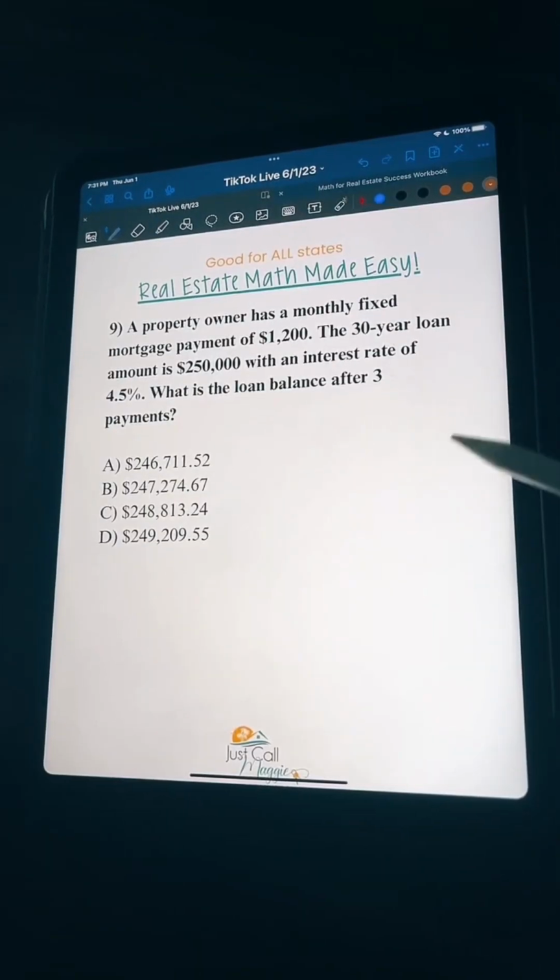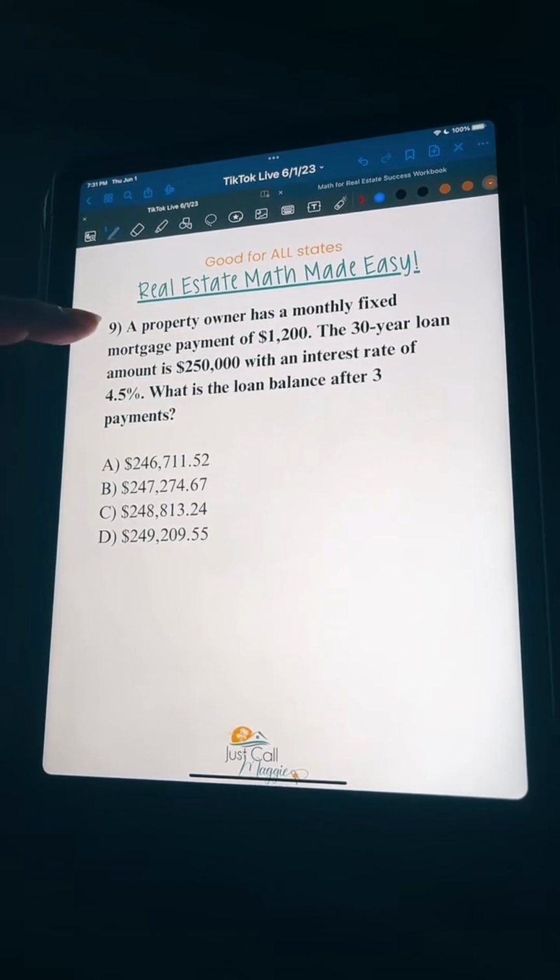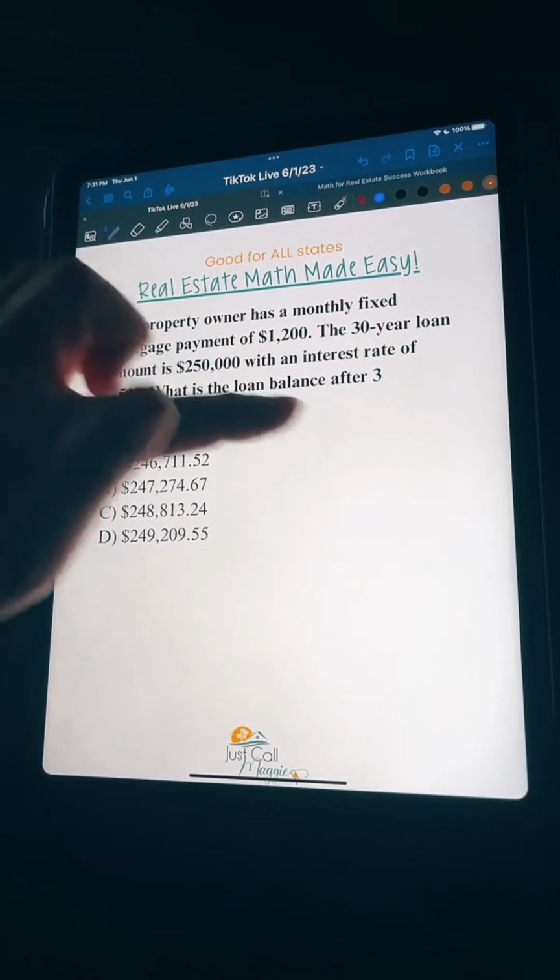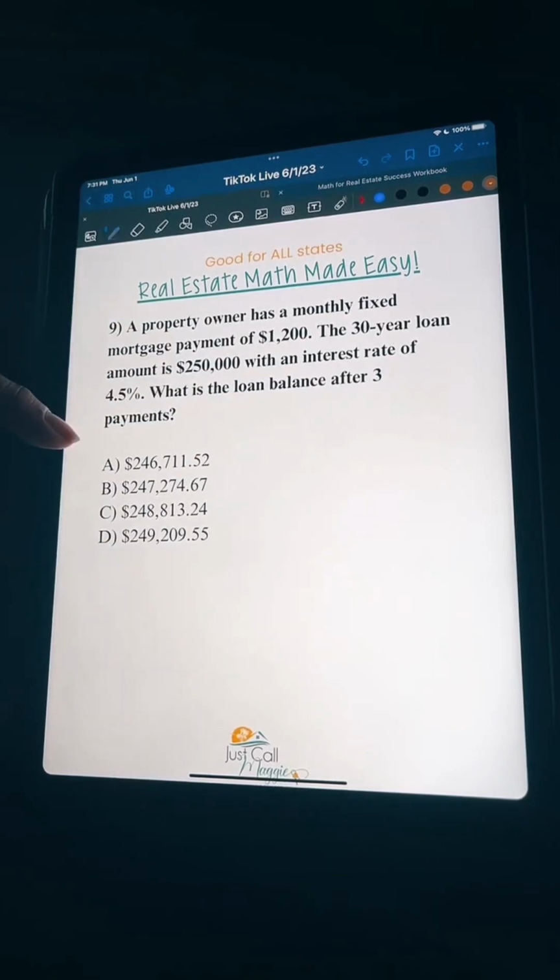Another question similar to the other one of pip sandwich. All right, so we're going to do another math problem right here. Number 9, it says a property owner has a monthly fixed mortgage payment of $1,200. The 30-year loan amount is $250,000 with an interest rate of 4.5%. What is the loan balance after 3 payments?